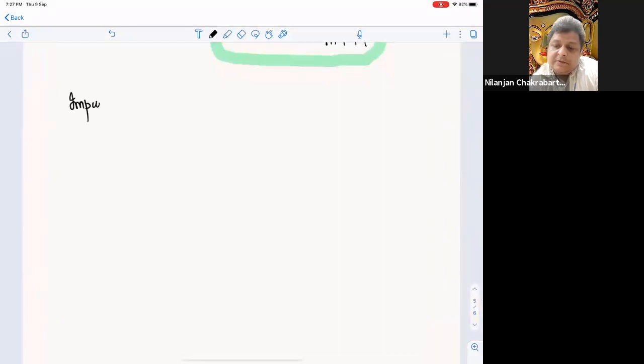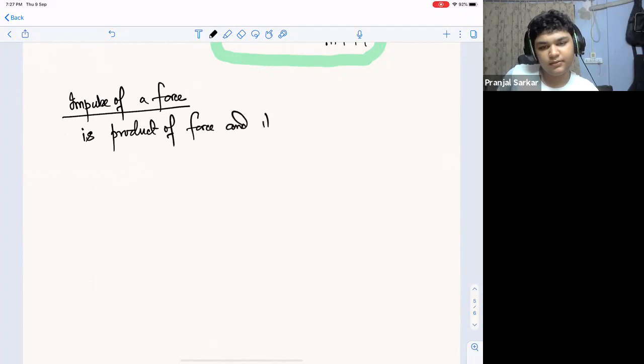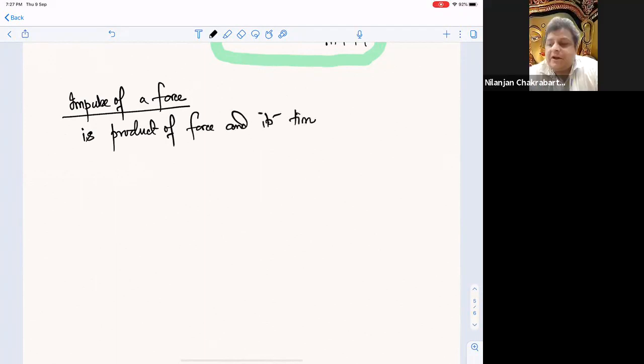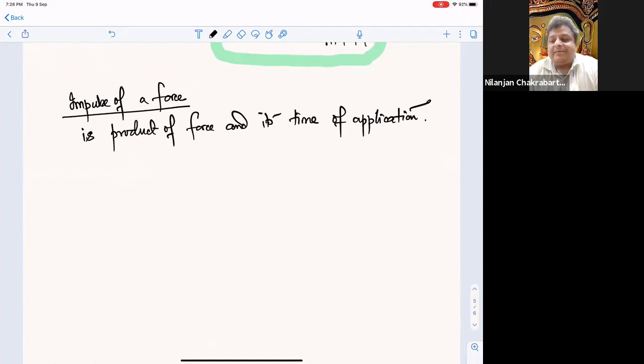So let me tell you very short. Impulse. What is impulse of a force? Impulse of a force is the product of force and its time of application. This you have learned before also. Product of force and its time of application.